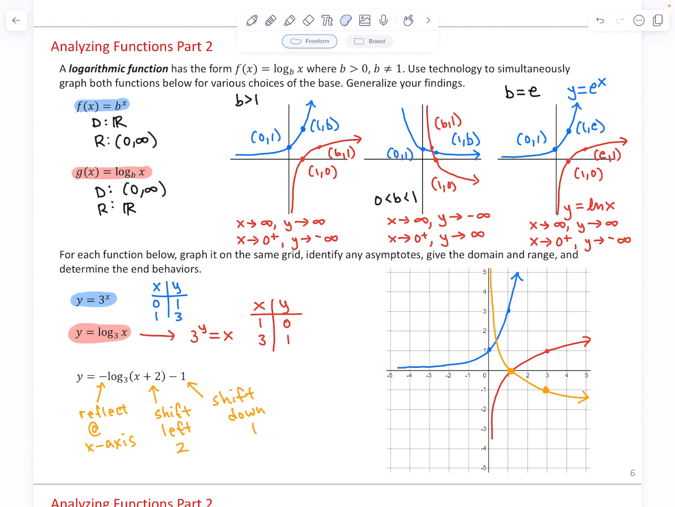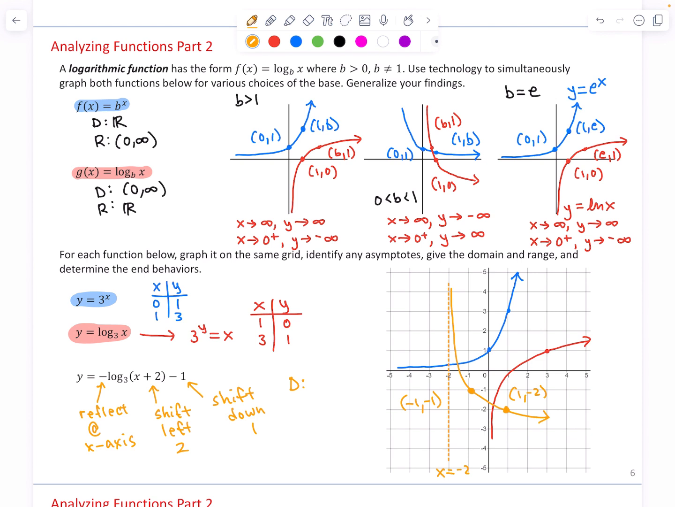Here's the reflection of the red across the x-axis. Then we're going to shift left 2 units. Notice where the new vertical asymptote is, and then down 1 unit. So my new vertical asymptote will be at x equals negative 2. And 2 points will be (1, -2) and (-1, -1).